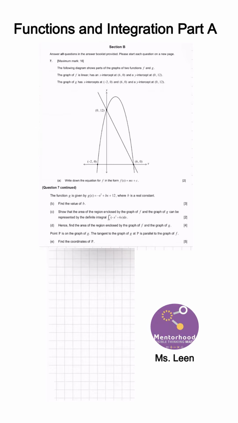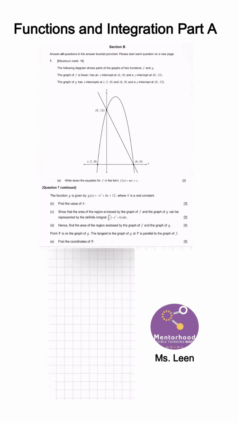We'll be doing a calculus question. In this question, it tells us the following diagram shows parts of the graphs of two functions, f and g. The graph of f is linear and has an x-intercept at (6, 0) and a y-intercept at (0, 12). The graph of g has x-intercepts at (-2, 0) and (6, 0), and a y-intercept at (0, 12).